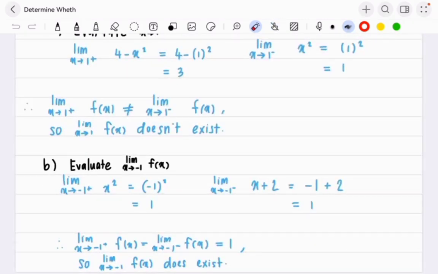Limit x approaching -1 from the right, x squared, equals -1 squared. So the answer would be 1. And then limit x approaching -1 from the left, x plus 2 equals -1 plus 2 equals 1. So since limit x approaching -1 from the right, f(x), equals limit x approaching -1 from the left, f(x), both equal to 1, limit x approaching -1, f(x) exists. So that is piecewise function.